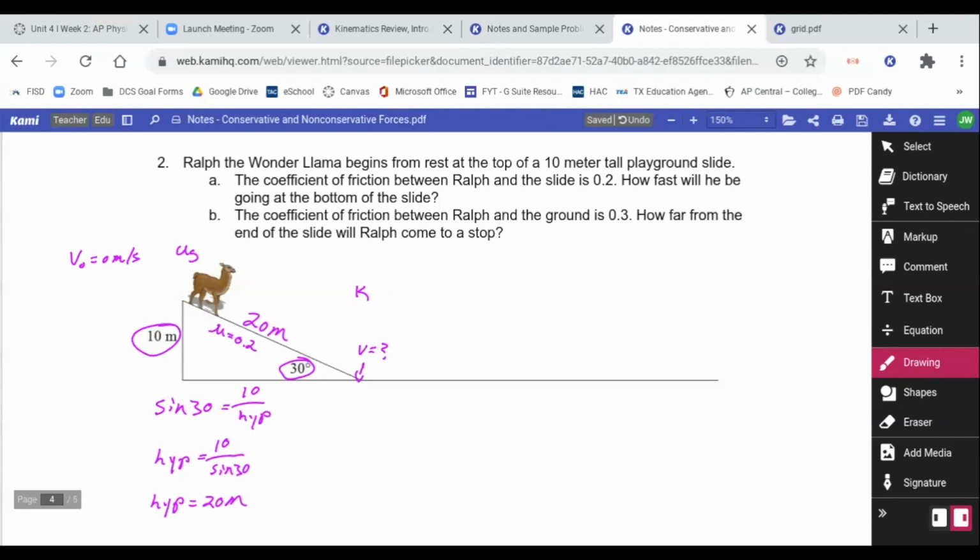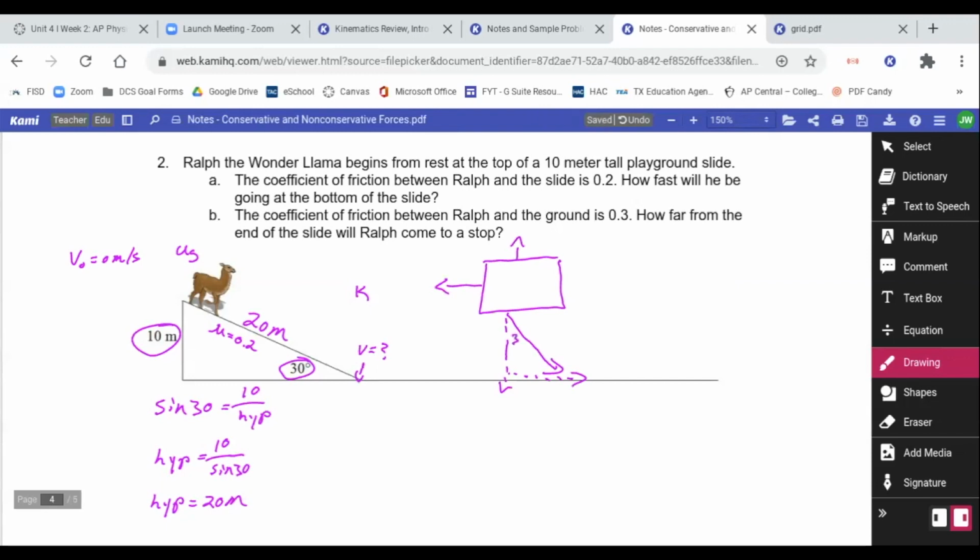All right, let's go back. So we've got the distance now. Now we need to get the forces, right? So let's take our free body diagram of a llama, and draw him as a square, like straight. His force of gravity would be going this way, right? A component of it is going down, a component of it is going to the right. We have force normal going up, we have force of friction going to the left.